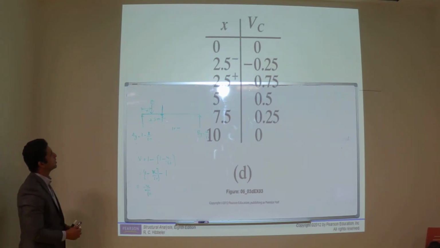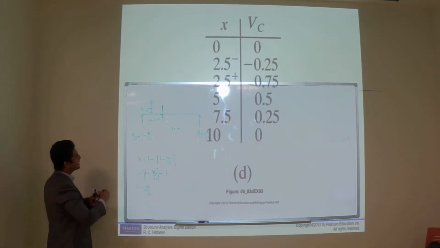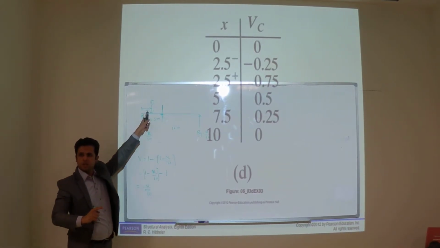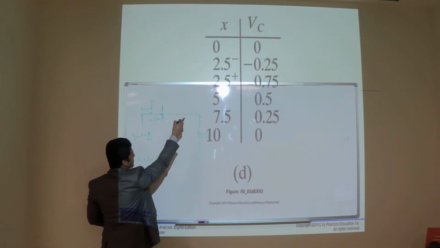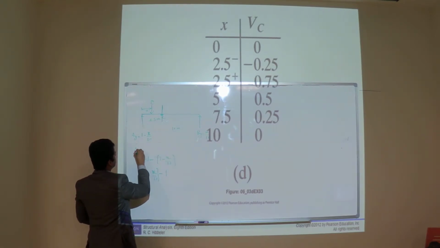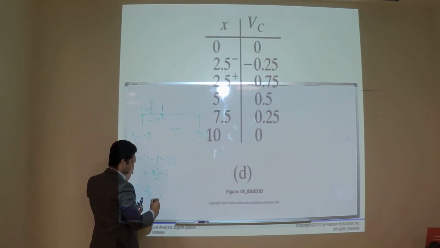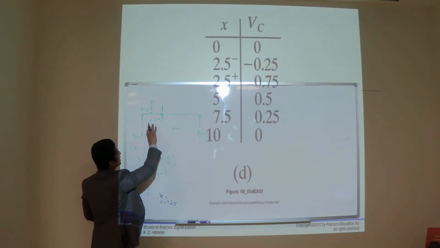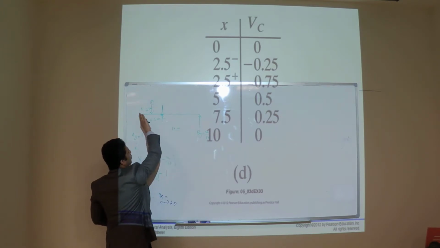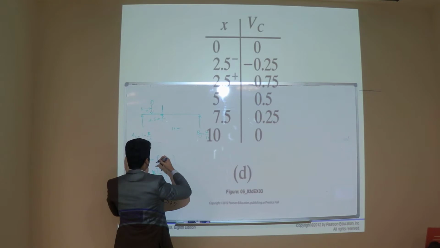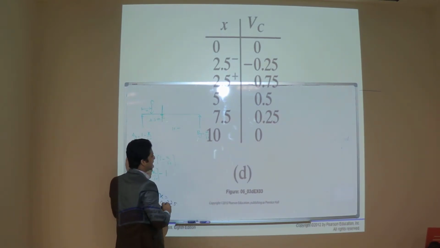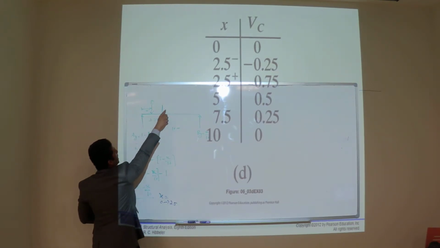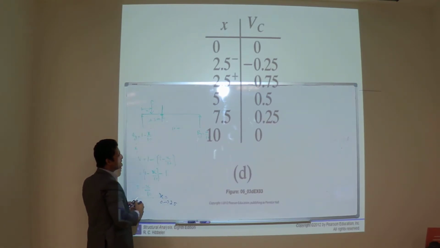Okay, if x is 0, now put the value in that equation. Please take this thing that the load is on the left of this. When the load will be on the right, this equation is valid when x is from 0 to 2.5, because as the load will move on the right of this point, for example, when the load will come here, then what will happen? It will be x over 10 minus 1. When the load will be here, how much will be V?